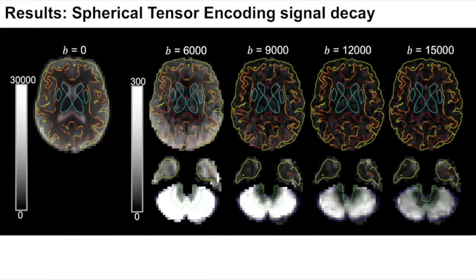So here are some of the results. The different tissue types are highlighted with the outlines. And what's interesting to see is that if you go to higher B values, you lose almost all the signal almost everywhere, except for the cerebellum gray matter. It really shows up as a white blob in the images.